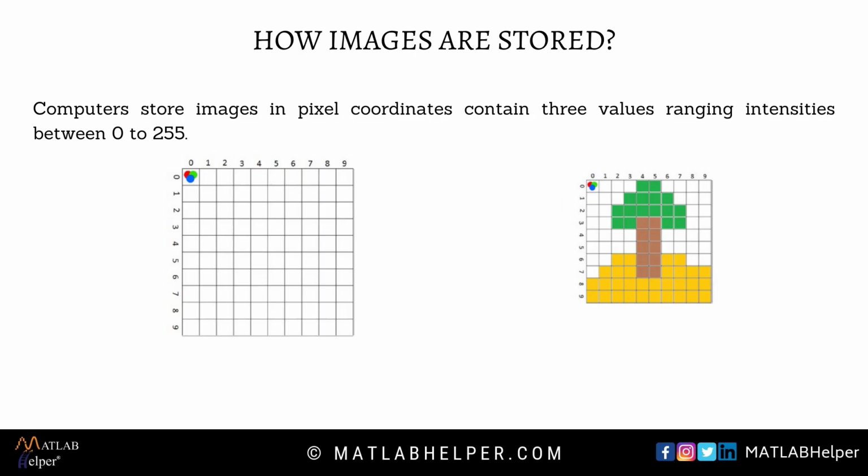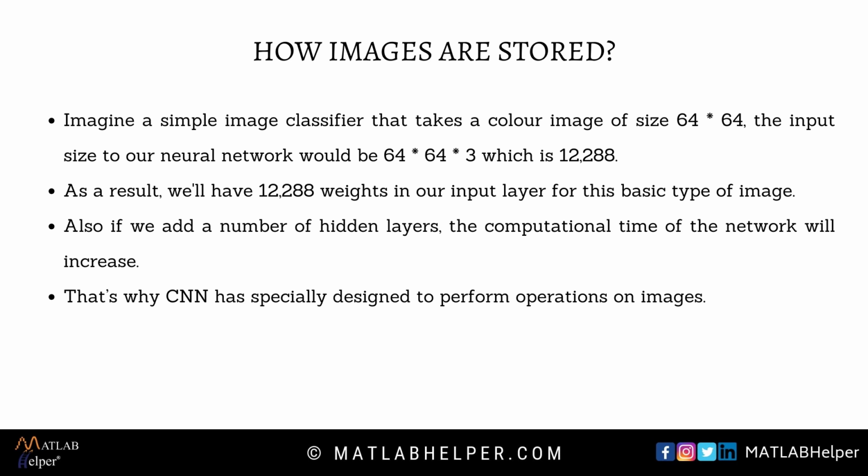Computer stores images in pixel coordinates, containing 3 values with intensities ranging between 0 to 255. Imagine a simple image classifier that takes a color image of size 64 by 64. The input size of our neural network would be 64 by 64 by 3, that is 12288. As a result, we will have 12288 weights in our input layer for this basic type of image. Imagine input photos of 640 by 480, which is not a huge quantity. Also, if we add a number of hidden layers, computational time of the network will increase.